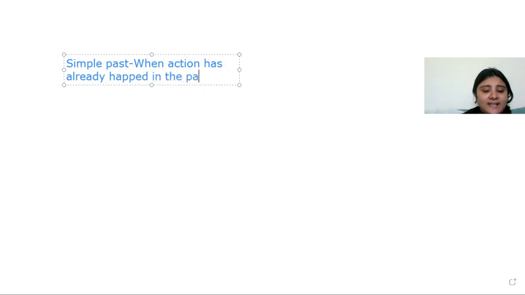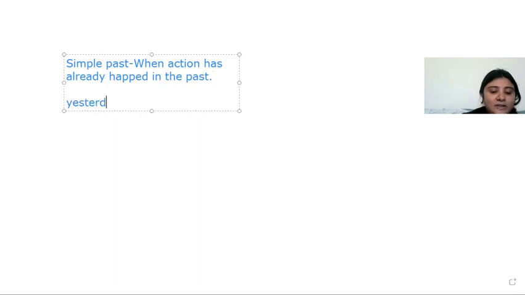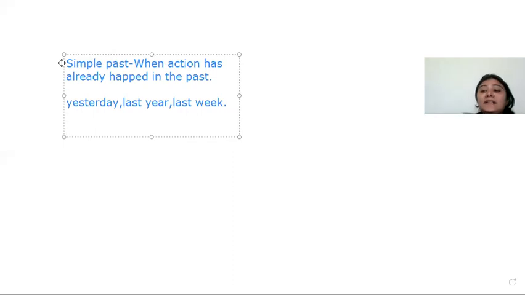So what you can see in the past tense, you will find all these terms generally like yesterday, last year, or last week. All these things you will find in this simple past. So how do we do simple past? There are two types of simple past generally. One is regular and one is irregular.